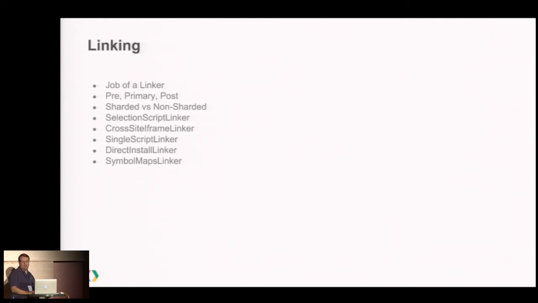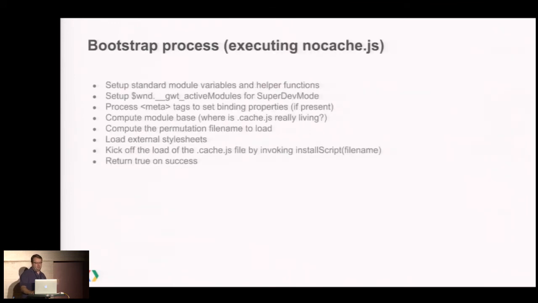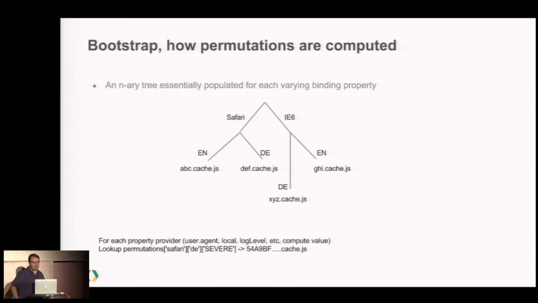So, the final thing I'd like to mention is linking, because some of you have written linkers. There's good documentation on linkers already, so I don't really want to go into what they do. But you probably do know that the job of the primary linker is to generate the nocache.js script. And so you have things like the iframe linker, the XS iframe linker, the selection script linker, and so on. XS linker is another one. And they basically generate the nocache.js script. But maybe you've wondered, how do we actually generate that nocache.js script? What goes in there and how is this computed? And so one thing I thought would be interesting to do would be to talk about this.